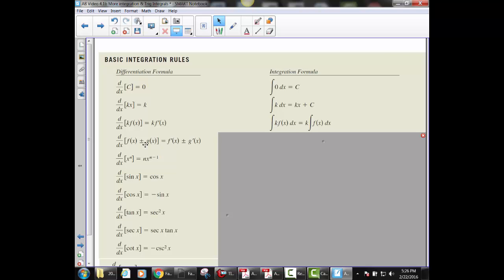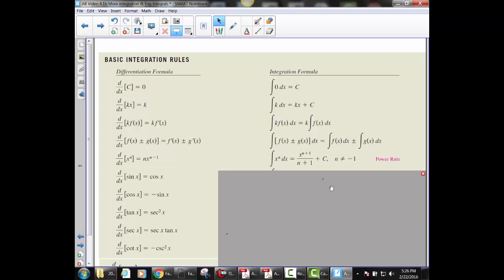As with differentiation, if I have the derivative of the sum or the difference of two functions, I can make that the sum or difference of the derivatives of the two functions. That will also work well with integration. The integral of f of x plus or minus the integral of g of x. As we know, the derivative of x to the n is n times x to the n minus 1. And of course, that's what we've been working on. The integral of x to the n dx is x to the n plus 1 over n plus 1 plus c, as long as n does not equal negative 1.